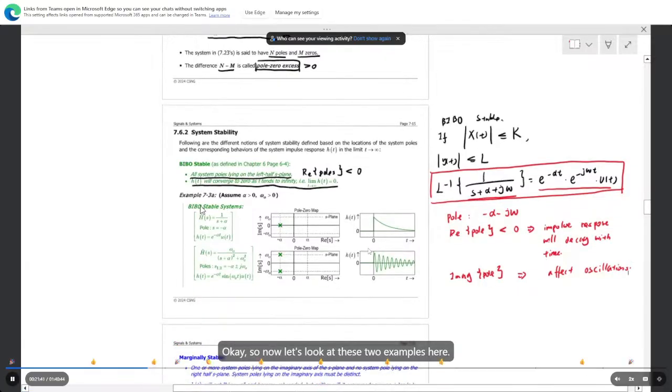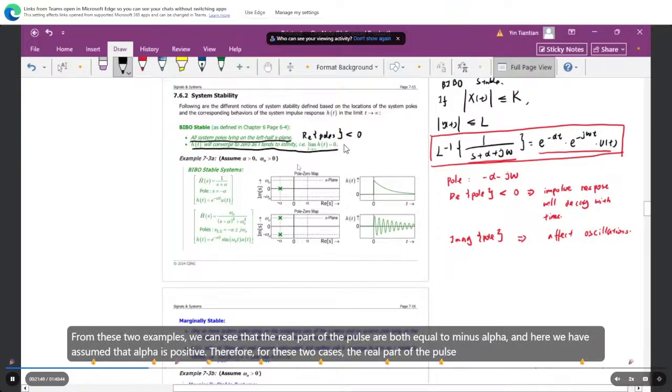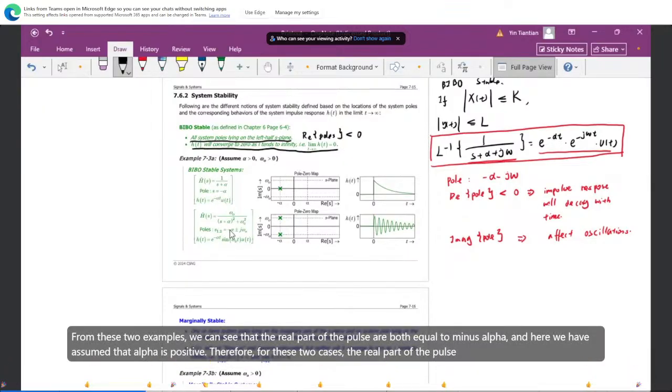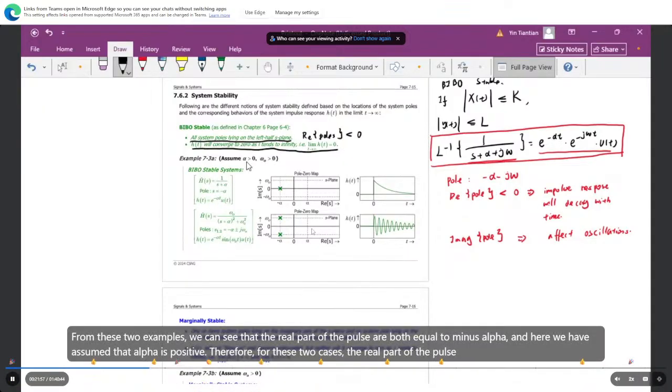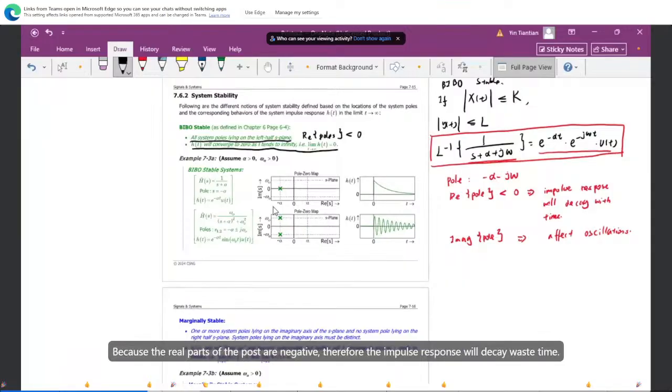Now let's look at these two examples here. From these two examples, we can see that the real part of the poles are both equal to minus alpha, and here we have assumed that alpha is positive. Therefore, for these two cases, the real part of the poles are negative, which means the impulse response will decay with time.